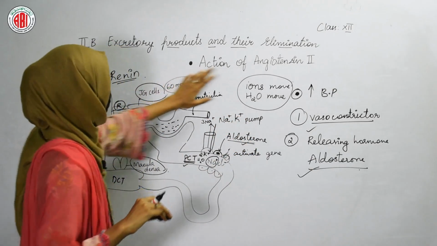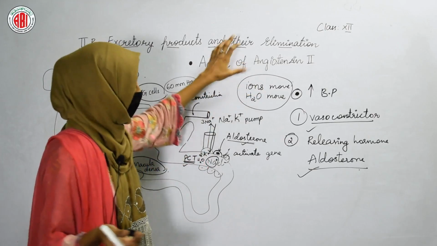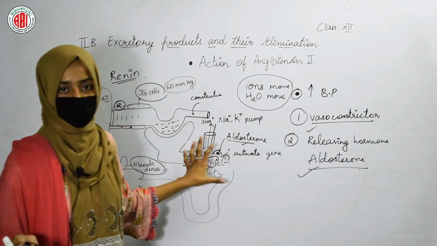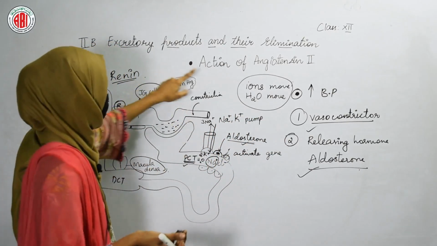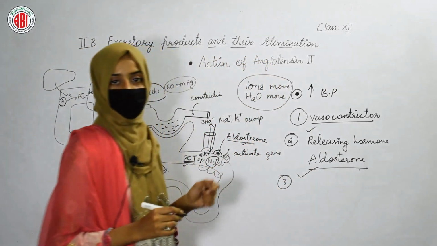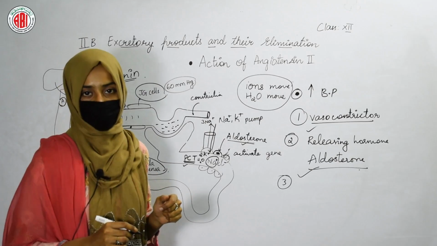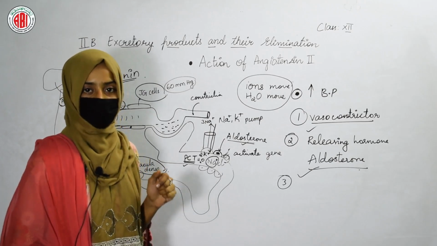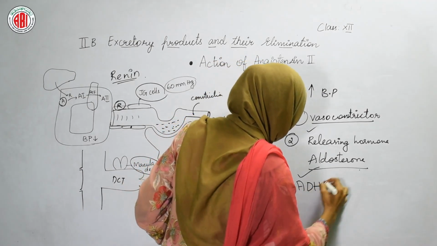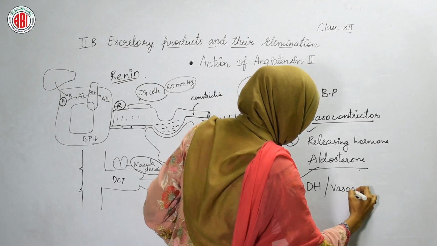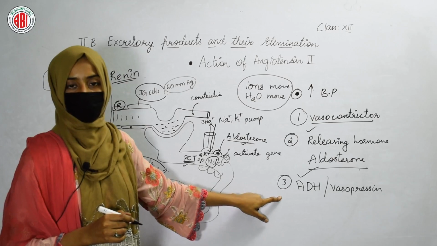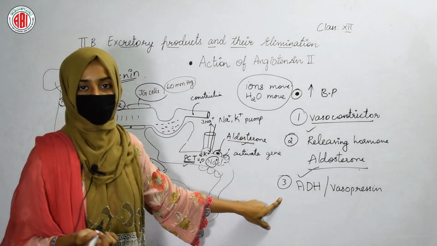Now when angiotensin 2 reaches the kidney, it stimulates the gland, and that gland releases a hormone called aldosterone, and we have studied the action of aldosterone. But when angiotensin 2 reaches our brain, it stimulates the pituitary gland, which releases a hormone called ADH. The other name for ADH is vasopressin. So vasopressin or ADH is a hormone released by the pituitary gland found in our brain.